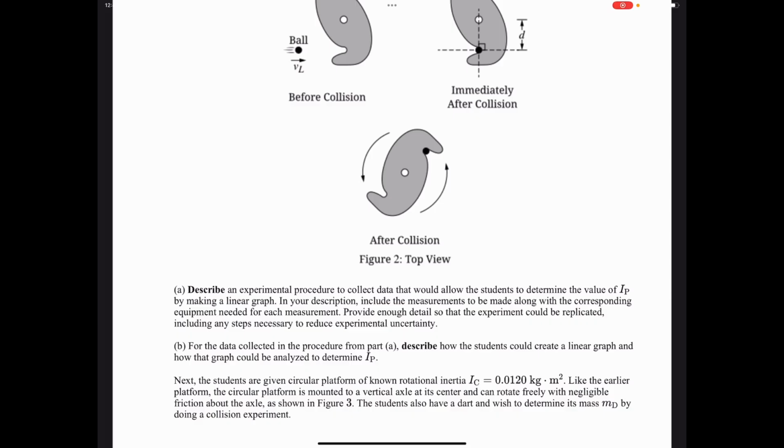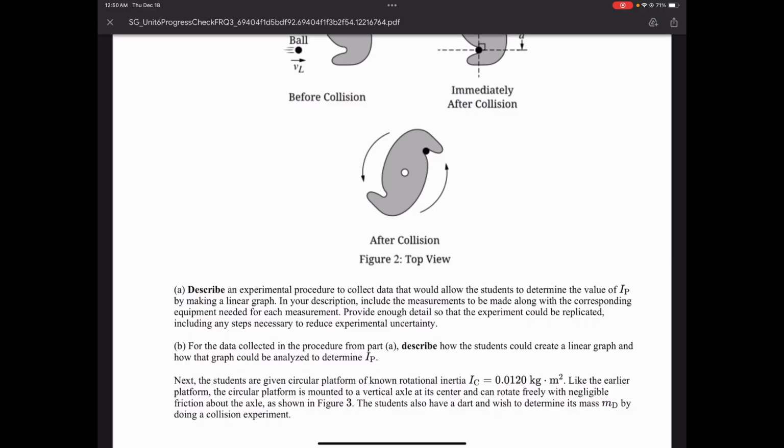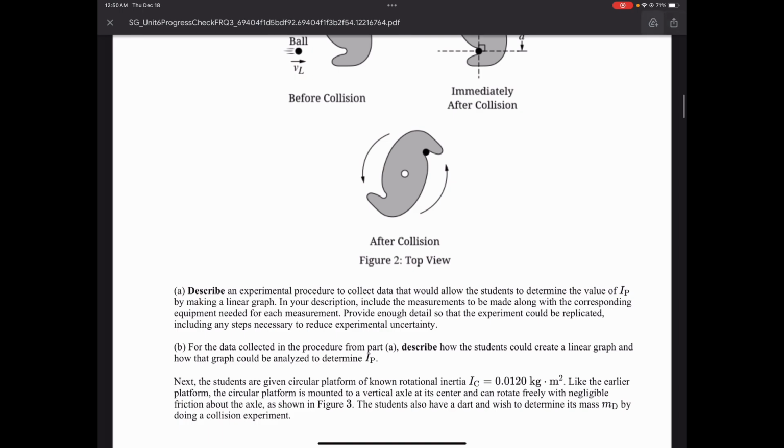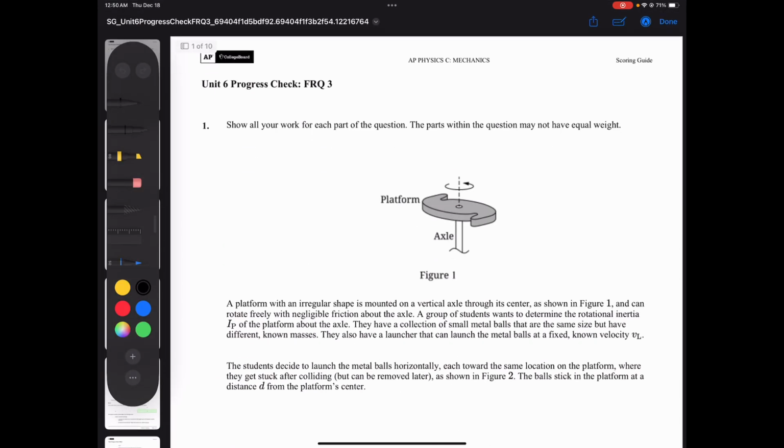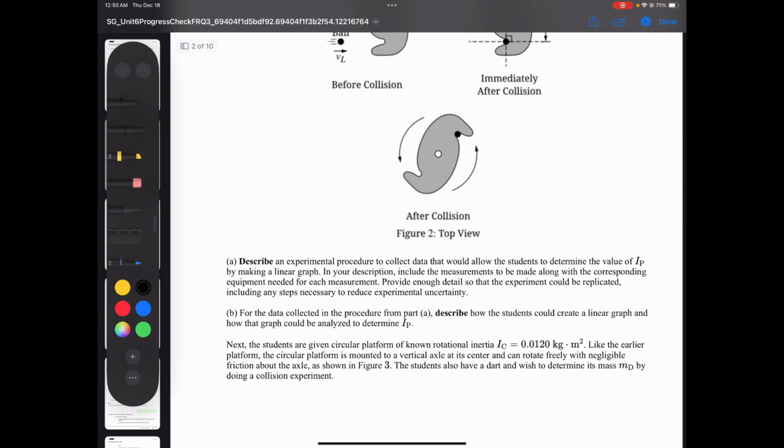Actually, one thing that's mentioned in the scoring guidelines that I like is that they say to measure 10 revolutions. It's going to be rotating, and you want to measure 10 rotations. This is a good experimental procedure. Why measure 10 of something? The whole point is you're reducing your experimental uncertainty.